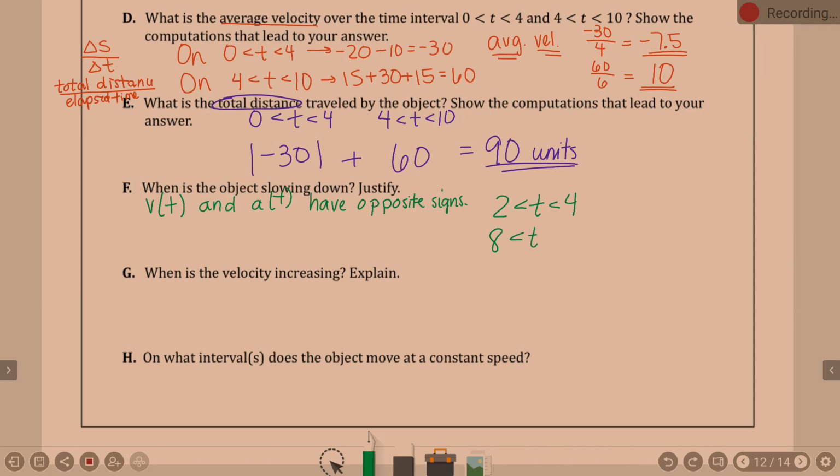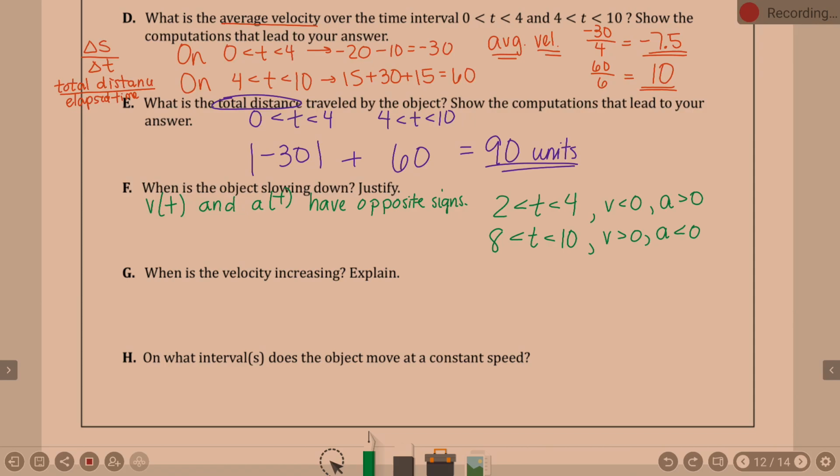and 8 to 10. On 2 to 4, my graph is below the x-axis, so velocity is negative, but it's an increasing graph, so the acceleration is positive. On 8 to 10, it's above the x-axis, so velocity is positive, but it's a decreasing graph, so acceleration is negative. Okay?